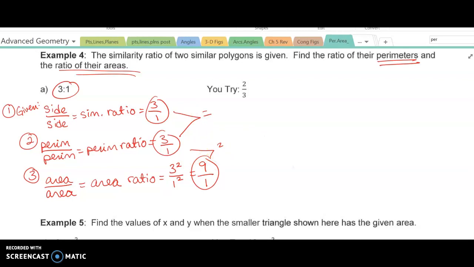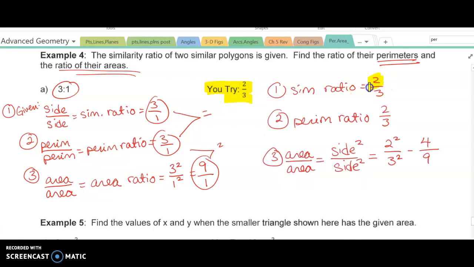Okay, so pause the video and you try this second one, and we'll come back and take a look together. Ready? You try. Okay, so just like before, they gave us the similarity ratio. The perimeter ratio is always the exact same number. There's nothing to compute or to calculate. And then our area ratio is always our side ratio just squared. So if I take that 2 to 3 and I square the 2 and square the 3, that gives me my area ratio of 4 to 9. So those are my answers, 2 to 3 and 4 to 9.